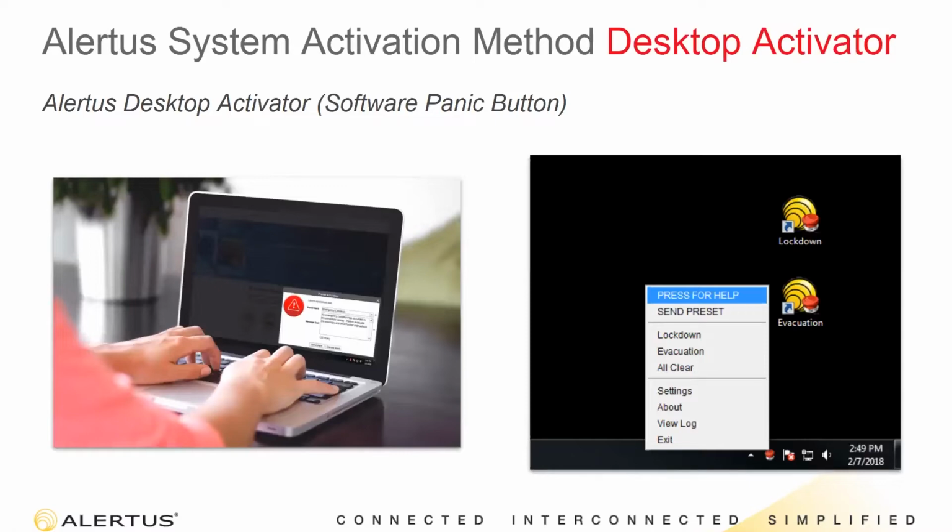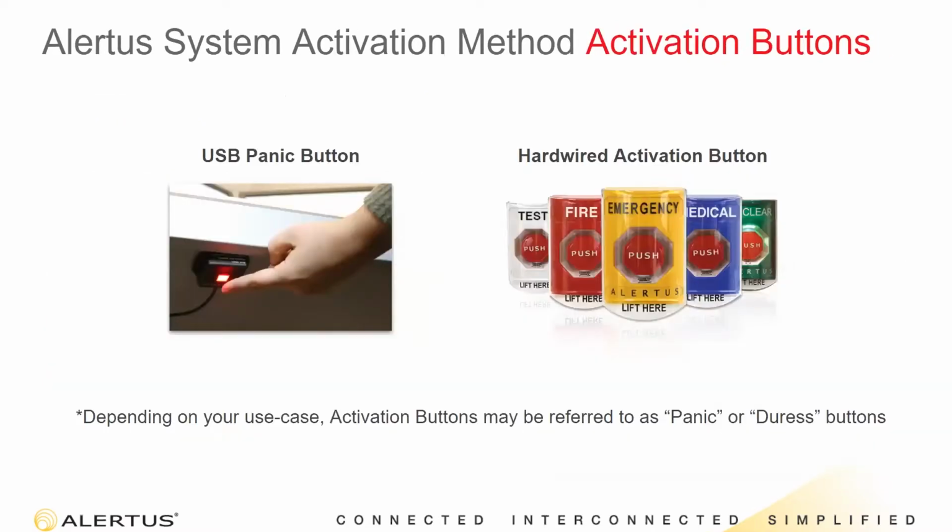Another method is the Alertus Desktop Activator, which is a desktop application for Windows or Mac to quickly launch preset alerts or software panic button scenarios from the system tray, desktop icon, or even a keyboard shortcut. We also have our activation buttons or panic buttons, and depending on your use case, you may refer to them as duress buttons. They could be USB or hardwired.